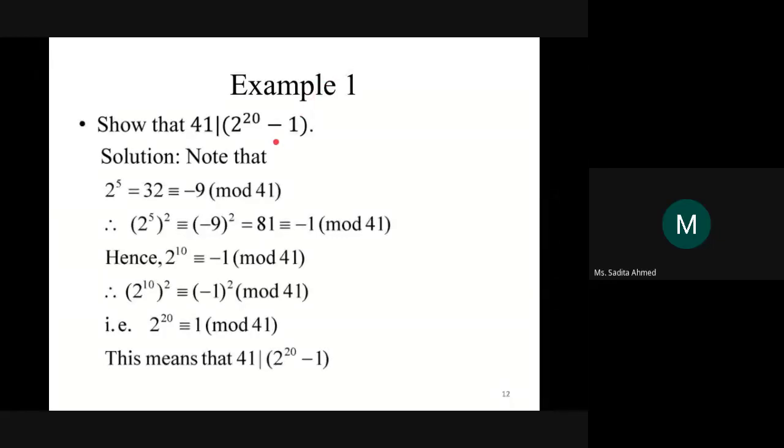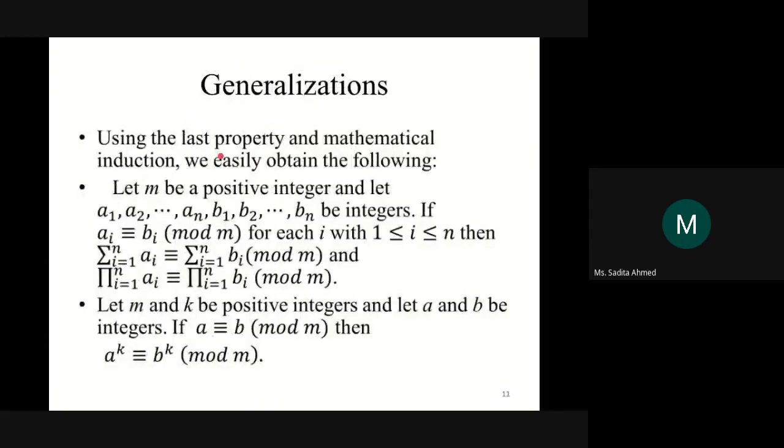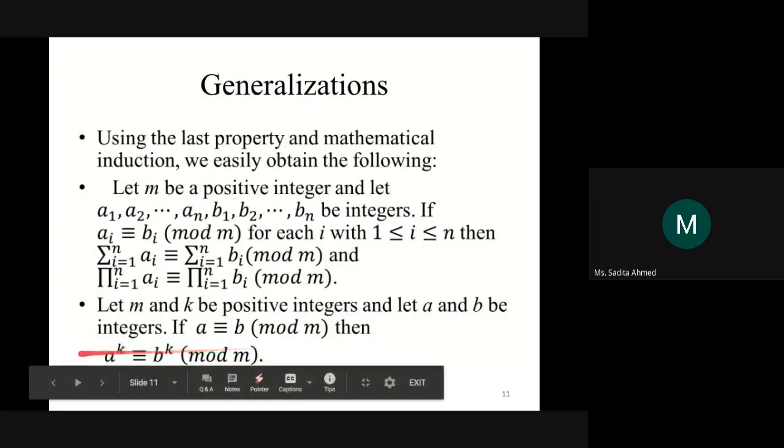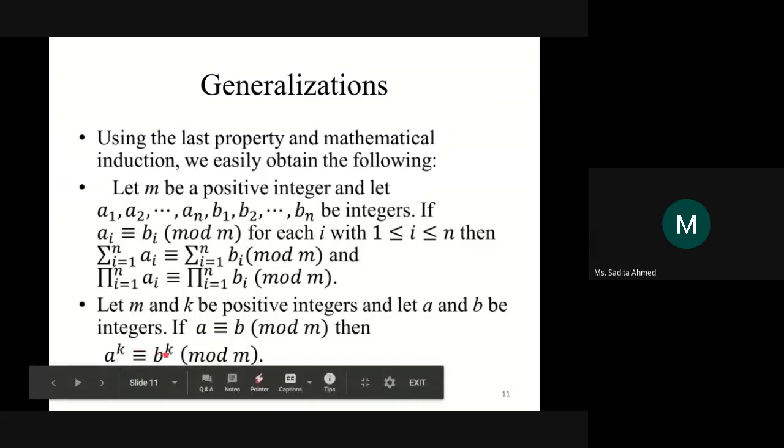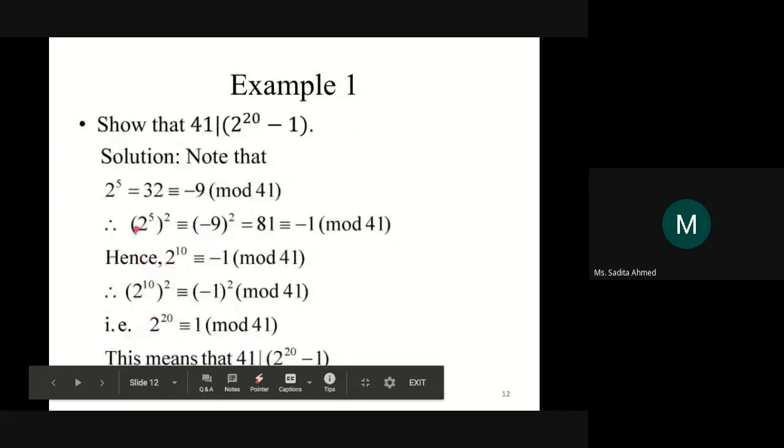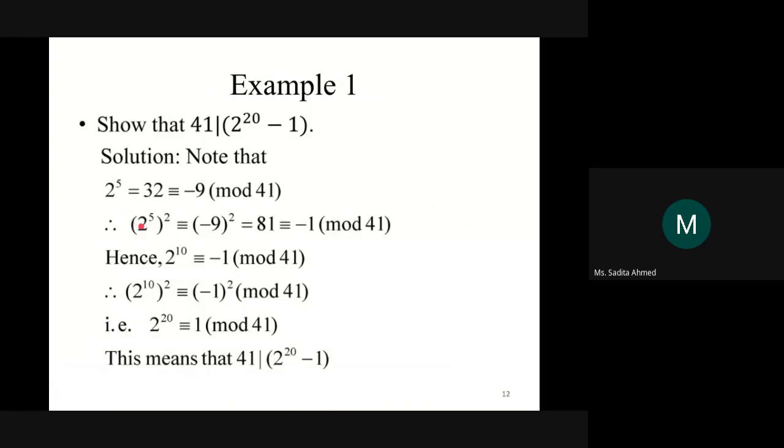So next, we'll square both sides, and we get what? 2 to the power of 5 whole square is congruent to minus 9 whole square mod 41. We are allowed to do that. Remember this special case of the second property of product: a to the power of k is congruent to b to the power of k mod m. So utilizing that, we can square both sides.